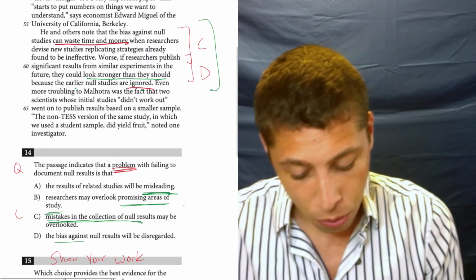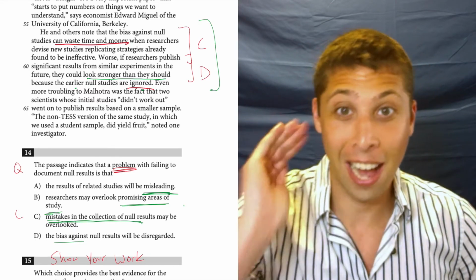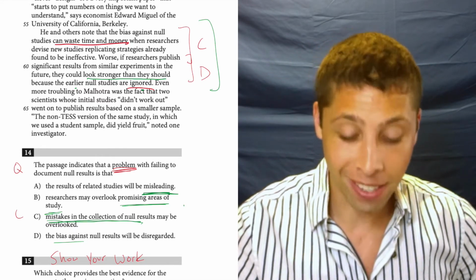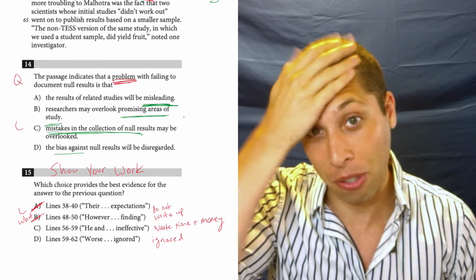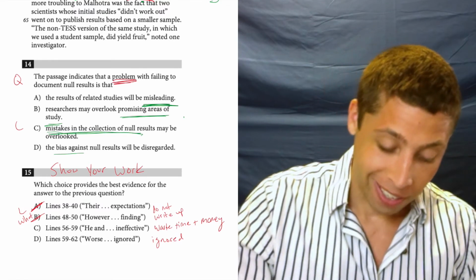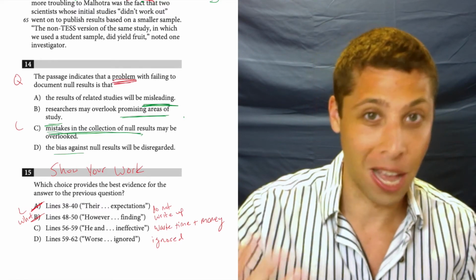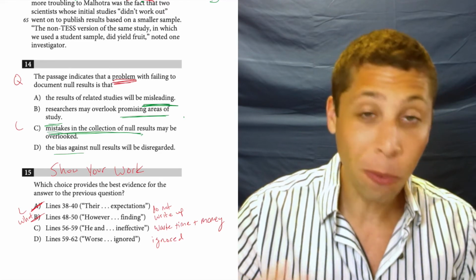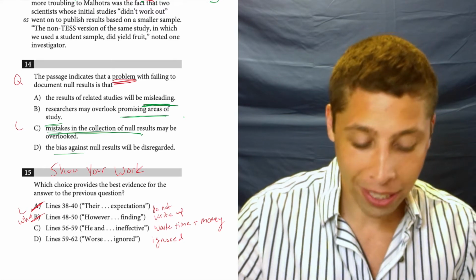So if yours kind of looks like mine here, you might have no choices that you're confidently getting rid of. And this is gonna happen. This is a case where, as I did this question the first time, I was just like, oh my gosh. These choices are very difficult to line up. But the one that makes the most sense to me is choice A. The results of related studies will be misleading.